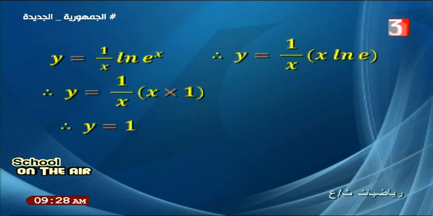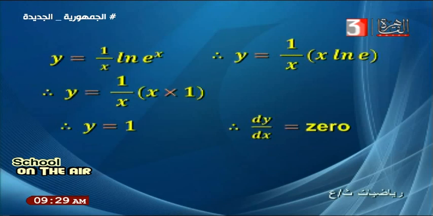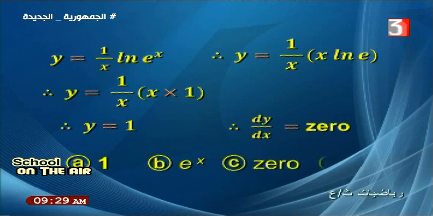The derivative of the function y with respect to x is dy/dx, and the derivative of 1, which is a constant value, with respect to the variable x equals 0, then dy/dx equals 0, and we can choose the correct answer, which is equal to 0, letter C.